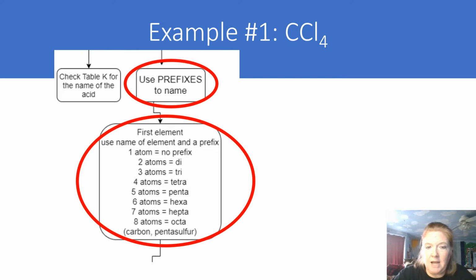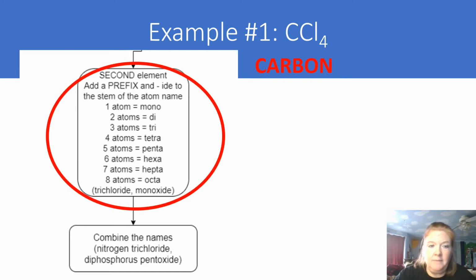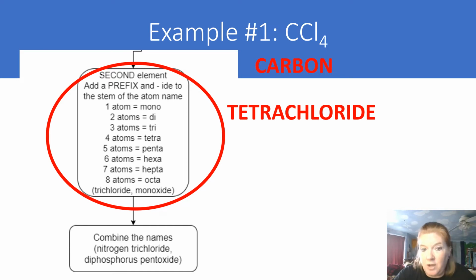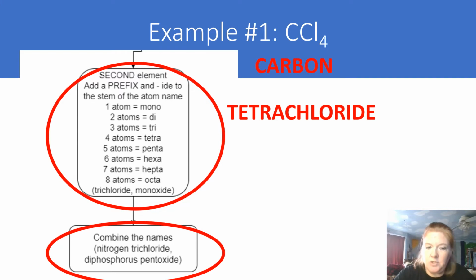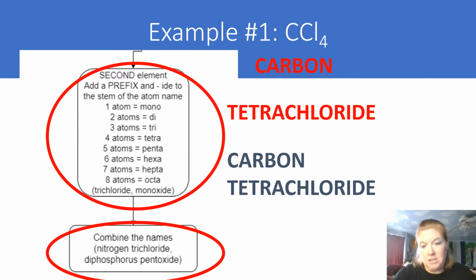So the first element, I use the name of the element and a prefix. If there's only one atom of the first element, then I don't use a prefix. So I just call it carbon. Why? If you look after the C, there's no subscript. That means there's one. So I just call it carbon. Then I move on to the second element. And for the second element, I add a prefix and then "ide" to the end. And it doesn't matter this time if there's one, I still add a prefix. So tetra is the prefix for 4, and that's chlorine, but it becomes chloride. So then I combine the names, so it's carbon tetrachloride.